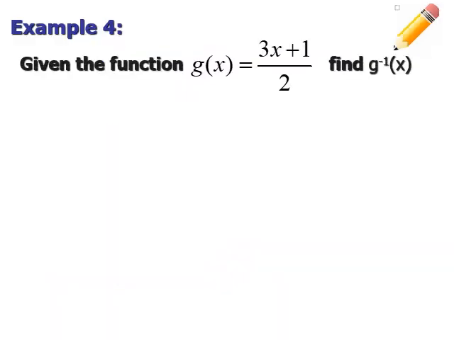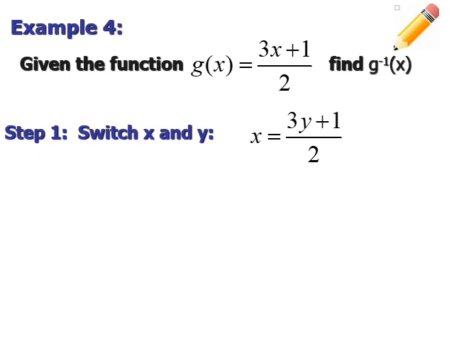Last example here, given the function g of x equals 3x plus 1 over 2, we want to find the inverse, g inverse of x. The first step is to again switch the x and the y, remembering that g of x is just a fancy y. We now have x equals 3y plus 1 over 2. And my second step would be to simply solve for y.